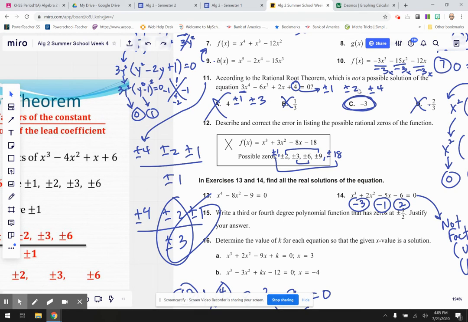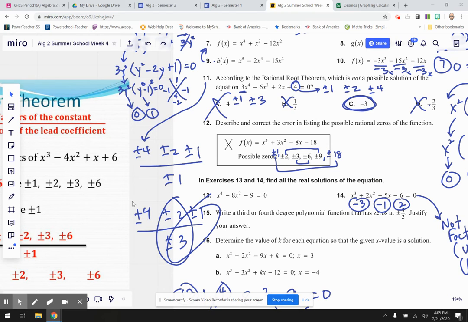So I'm going to take these 3 and I'm going to put it on top of the 1. I'm also going to take these 3 and put it on top of the 3. So 4 over 1 is a possible factor. That eliminates the first one. 2 over 1, that's not any of my answers. 1 over 1, they're all possible factors.